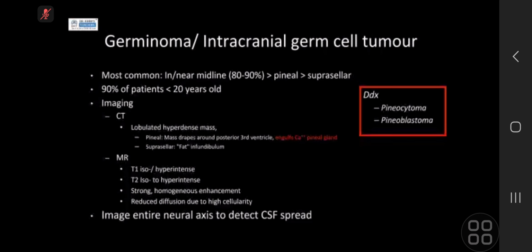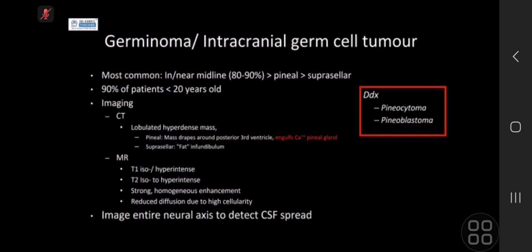So this is a germinoma, or germ cell tumor, but perfect in terms of your differential diagnosis. It's very common in the midline, so 80 to 90%, pineal more than suprasellar region, often happening in a young child. If I had shown you the CT, it always engulfs the calcification within the pineal gland, because you can get calcification there. And if it happens in a suprasellar cistern, then your infundibulum looks a bit bulky.